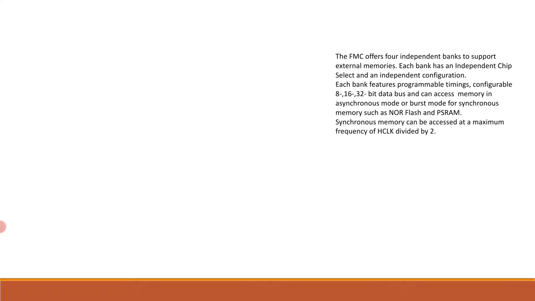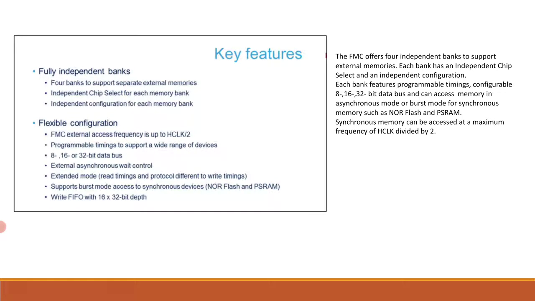FMC offers 4 independent banks to support external memories. Each bank has an independent chip select and an independent configuration. Each bank features programmable timings, a configurable 8, 16, or 32-bit data bus, and can access memory in asynchronous mode or burst mode for synchronous memory such as NOR flash and PSRAM. Synchronous memory can be accessed at a maximum frequency of HCLK divided by 2.